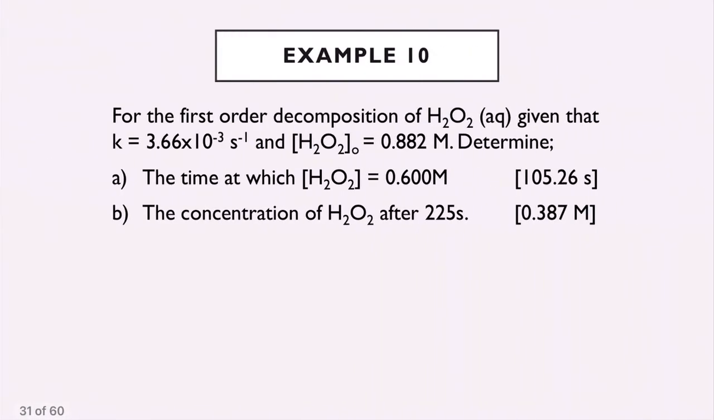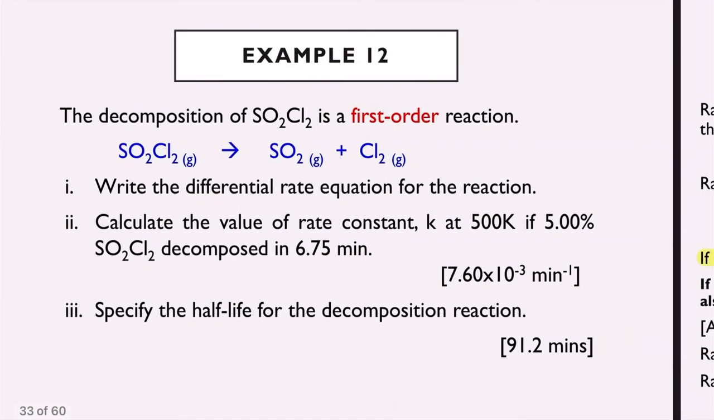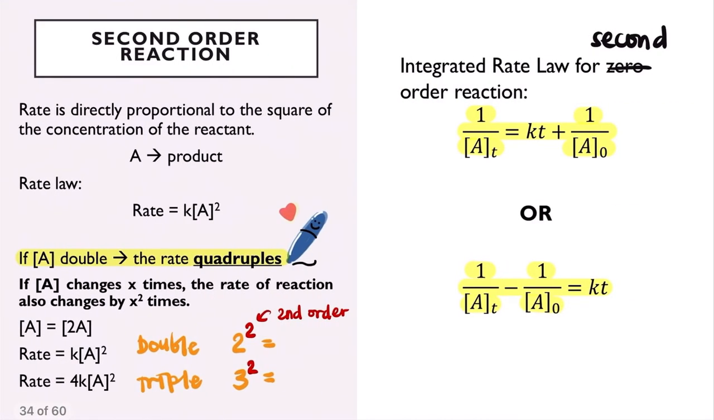Alright, so this one I think you can try doing it yourself. Next is second order reaction. So for second order reaction, your rate law will be this way. Okay, so you have 2, the power of 2, exponent 2. So for this one, if you double the concentration of A, the rate quadruples. Quadruples means it will increase by the factor of 4.